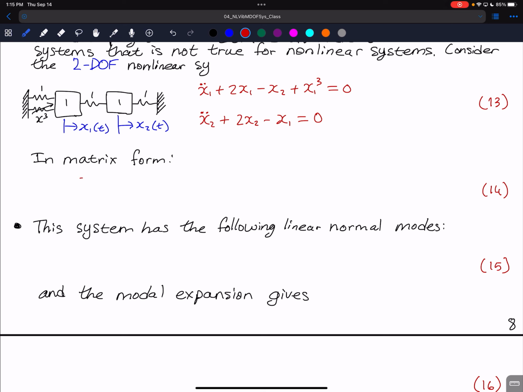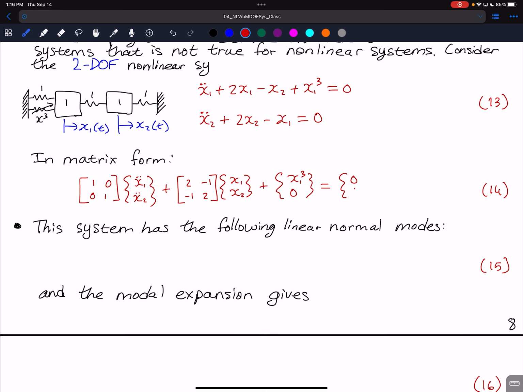We're just going to write this out into matrix form. In this case, our mass matrix is 1, 0, 0, 1. So here we do have an identity mass matrix. This is multiplied by the vector x1 double dot and x2 double dot plus 2, minus 1, minus 1, 2. That's our linear stiffness matrix multiplied by the vector x1, x2, plus our nonlinear forcing vector, x1 cubed and then 0, and that's equal to the vector 0.